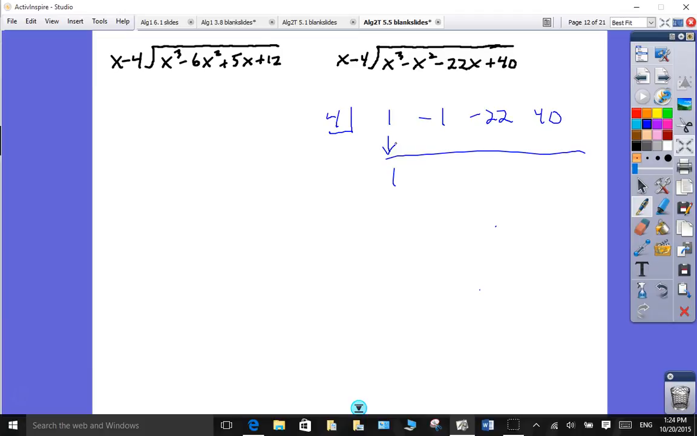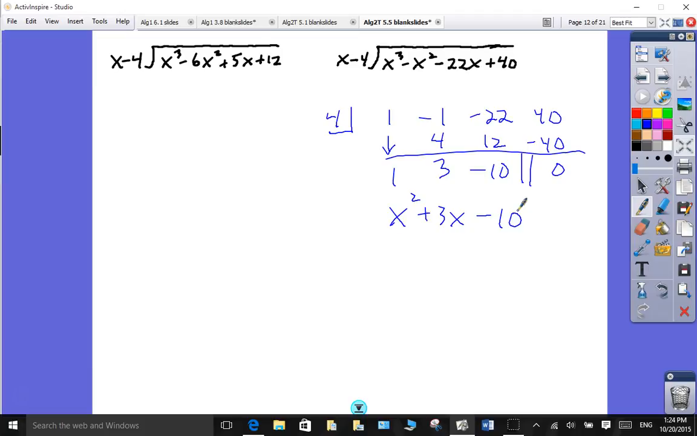Now, 4 times 1, I'm not going to draw all the arrows because it gets so mucked up. 4 times 1 is 4, add. 4 times 3 is 12, add. 4 times -10 is -40, add, 0. So the remainder is 0, and the quotient is x squared plus 3x minus 10. And isn't that what you got when you did the long division of those two? You have to say that it goes a lot faster. Once you've got it set up, it goes really quickly.